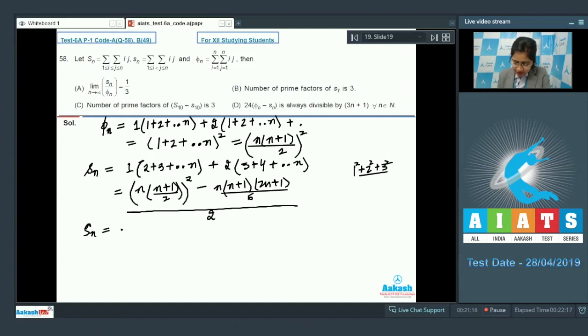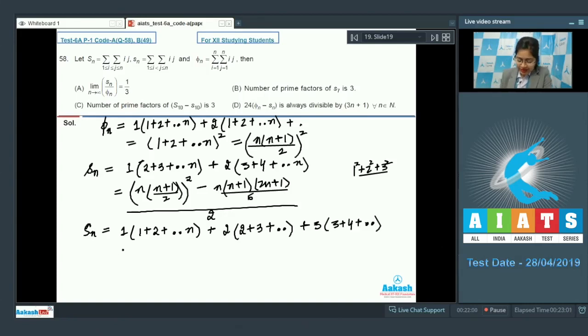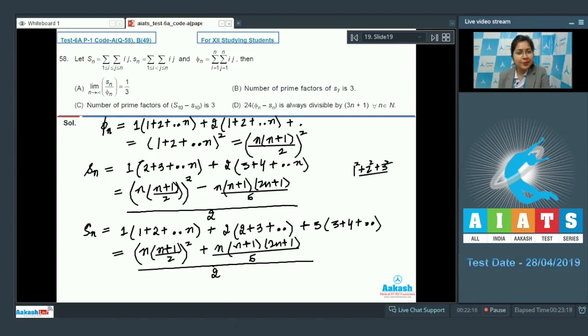Right. Now, next is capital Sn, that will be equal to, when I put i equal to 1, then it will be 1 plus 2 plus 3 up till n, plus when I put i equal to 2, then it will go from 2 plus 3 plus 4 and so on, right? Similarly, when we put i equal to 3, it will go from 3 plus 4 and so on. So this can be written equal to n into n plus 1 by 2 whole square plus n into n plus 1 into 2n plus 1 upon 6 whole divided by 2. So this is the value of capital Sn.